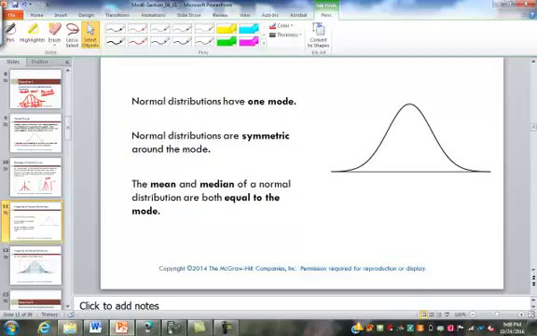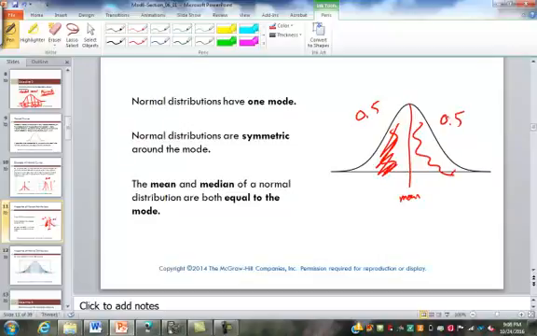Normal distributions obviously have one mode. They are symmetrical. So if I found the probability of being at the center here, this is the mean, remember. The probability of being less than has to be equal to the probability of being greater than, which means each side has a probability of 0.5 or 50% if you're looking at it as percents. Mean, median, and mode are all the same value, and they're exactly at the center. So that's not just the mean, it's the median, and it's the mode.